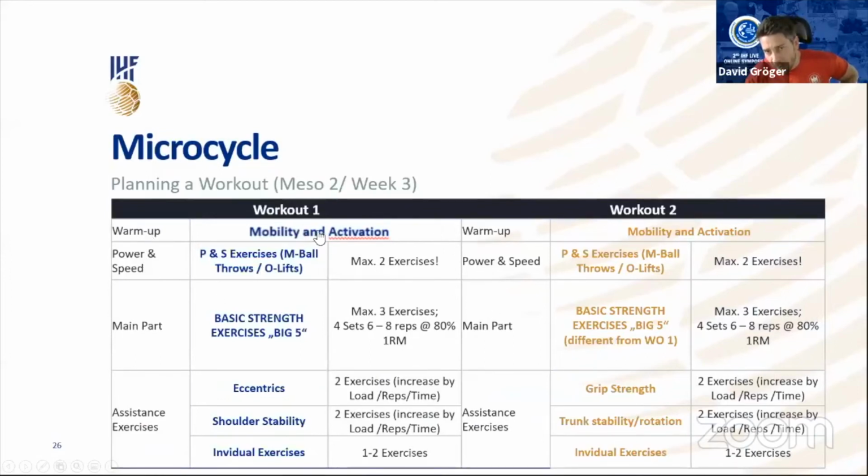Okay, so this is the program for workout 1, workout 2. In the main part, you pick the big exercises for building general strength, for building whole body strength. And then you can pick your specific exercises in the assistance part. And here implement the eccentrics. Take two or three exercises. You can change them week by week, or you can stick with two or three special exercises which you figured out work best for you or for your athletes, and you increase the intensity by increasing load or repetitions or time.